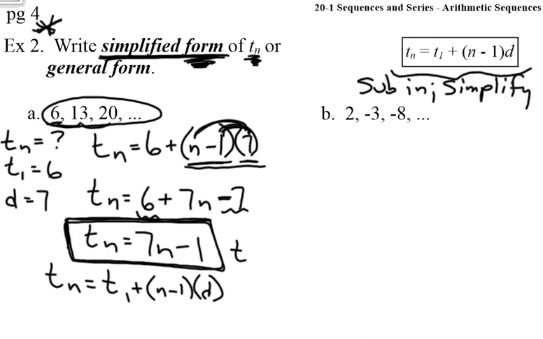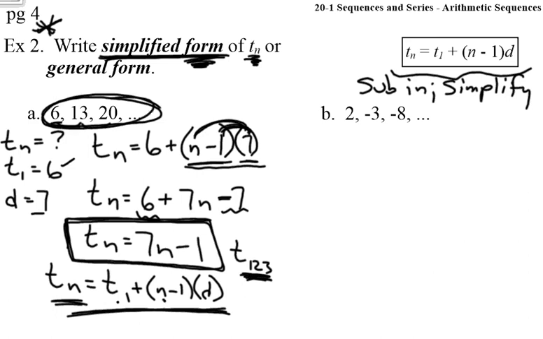If I wanted to calculate the 123rd term, well, I could use the formula T of n, knowing what T1 is, 6, knowing that n would then be 123, knowing that d is 7. I could calculate T of 123 using this. But I could also calculate the 123rd term for this situation simply by plugging into 7n minus 1, with n being 123. This is a simpler version of this formula for this situation. That's what a simplified form does.